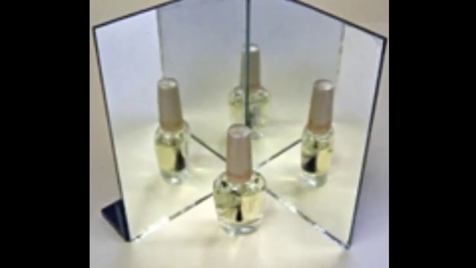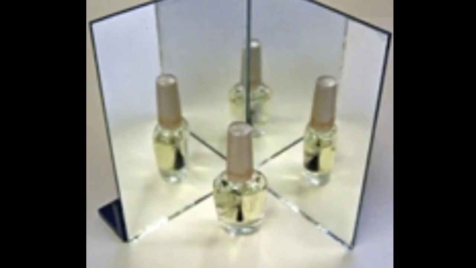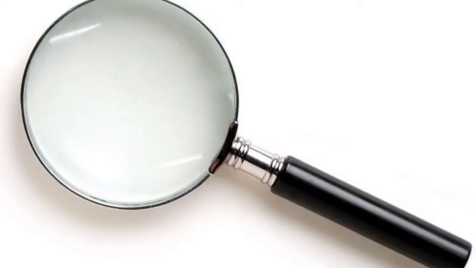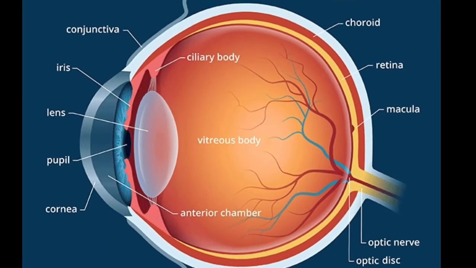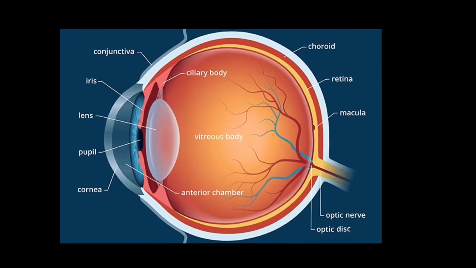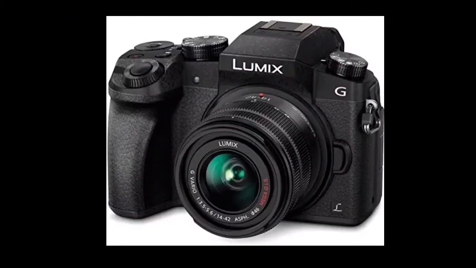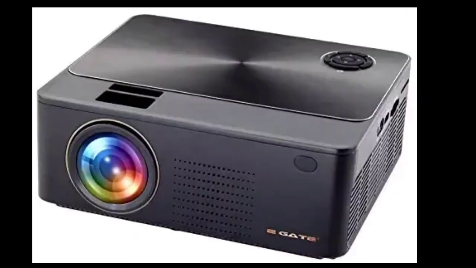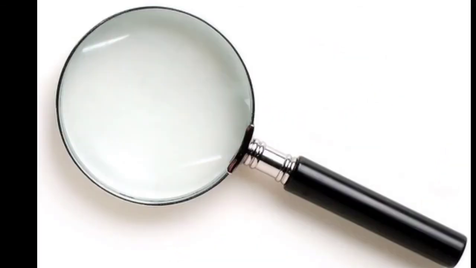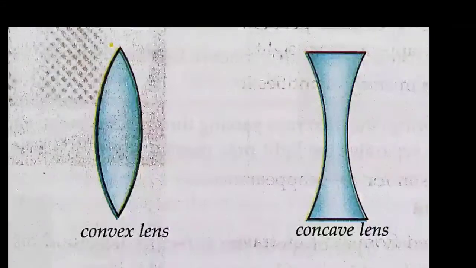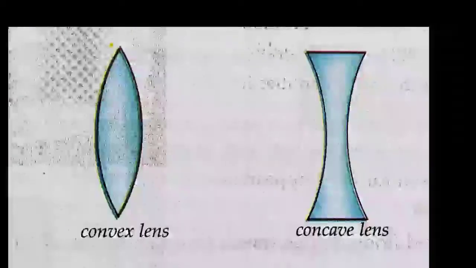Now let us see a few other objects which allow light to pass through them. We use lens to see things more clearly. Lens is a transparent material which has at least one curved surface. Camera, telescope, projector, microscope, spectacle, etc. are devices using different types of lenses. There are two types of lenses, convex lens and concave lens.